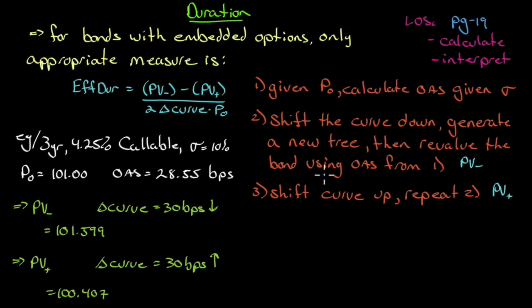Then you must revalue the bond using the same OAS that you developed up here, that you found up here. Because remember, we got to keep that constant. If rates change, the option adjusted spread won't change. The Z spread will stay constant, right? So you'll use the same one from one above. That'll give you PV negative. Then do the same thing again. Shift the curve up and repeat this process. Generate a new tree, revalue the bond using the same OAS, and you'll get PV plus. That's all you need to do.